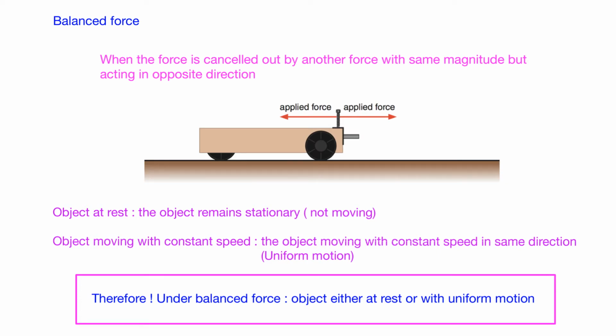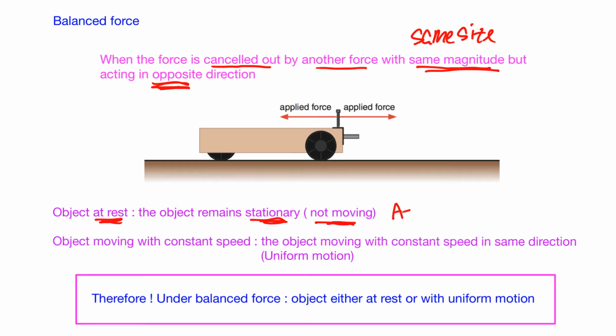So to summarize a bit, balanced force is when a force is cancelled out by another force. The forces should have the same magnitude, that means the same size, the same Newton, but in opposite directions. When that happens, we have a balanced force. But what is the effect of the balanced force? It depends on the original status of the object. If it is at rest, it will become stationary, that means not moving, that means at rest. All this means the same.